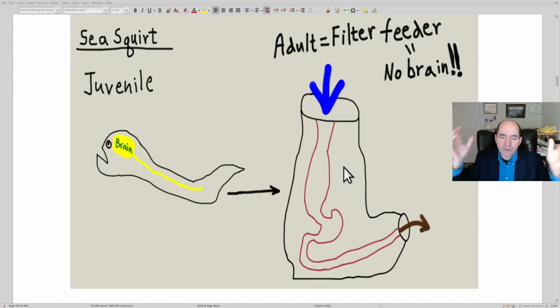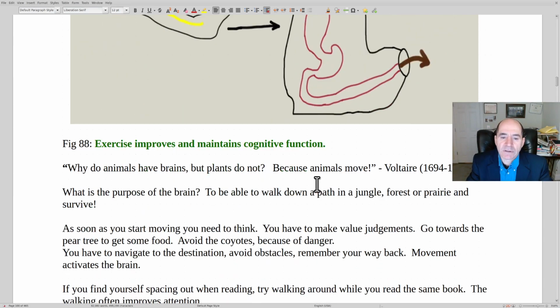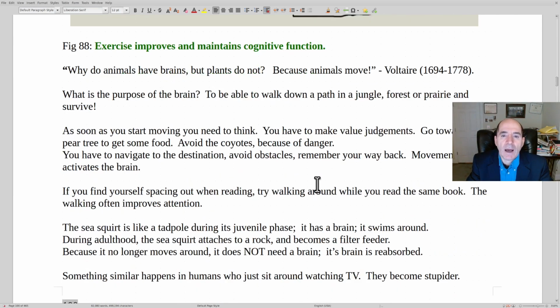So same thing for humans. One of the best things you can do to keep your brain functioning well is to exercise. Exercise does lots of good things for the brain. It's one of the best things you can do to maintain brain function. We joked about Voltaire: why do animals have brains but plants do not? Because animals move. The purpose of a brain is to walk down a path in a forest or a jungle and to survive.